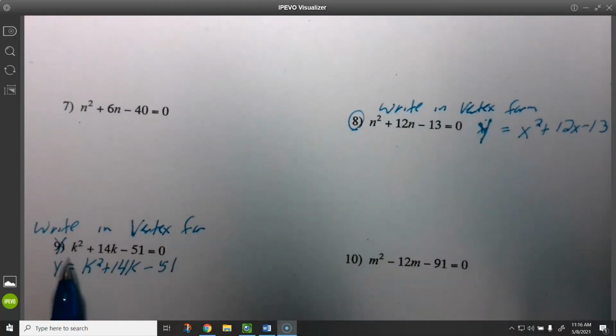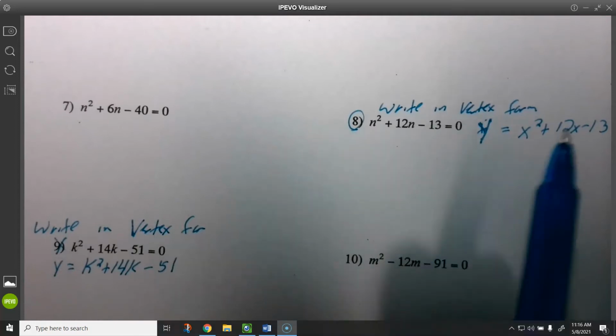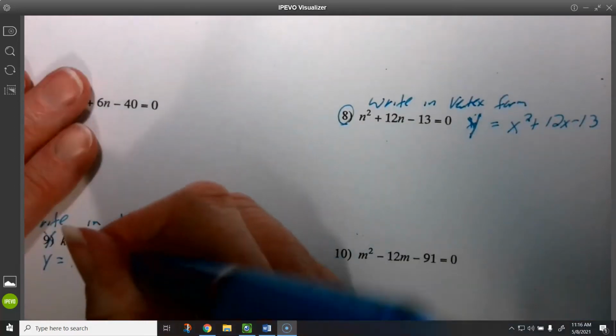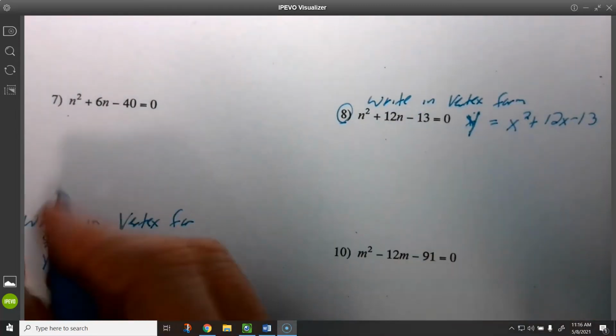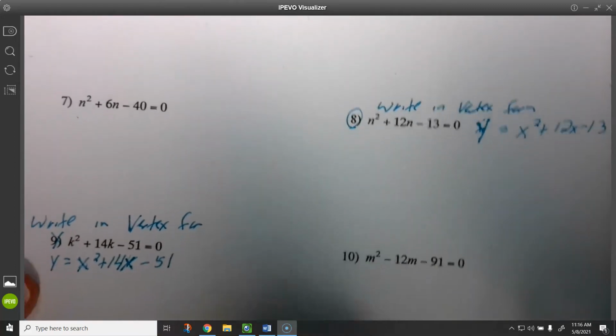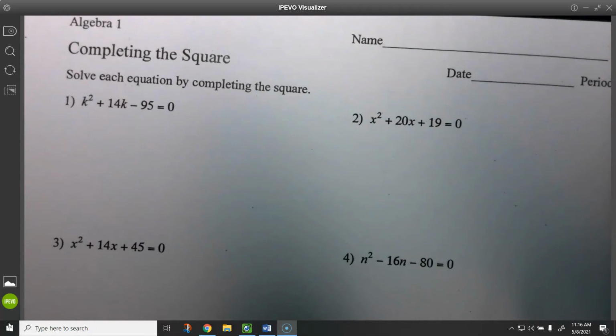So we're going to start with y equals the equation, and then write it in vertex form. So I'm going to change those to x's also, so that's what vertex form is usually going to be in. These are going to be x's. Okay, so I would encourage you to try those. Check with your teacher as far as which ones that you need to do.